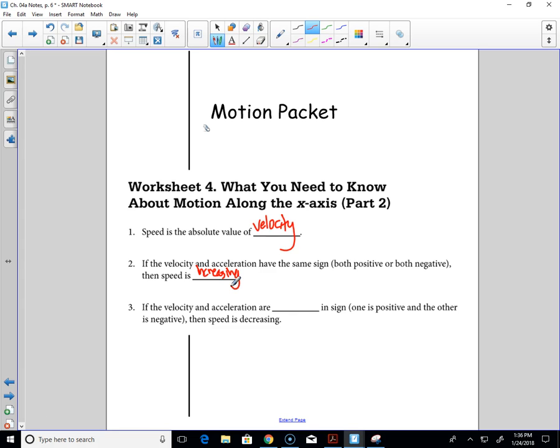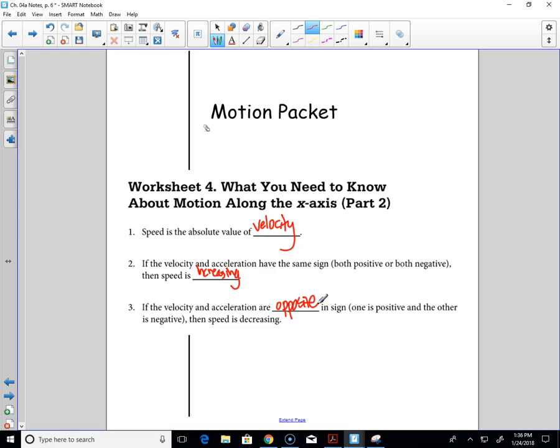If the velocity and acceleration are opposite in sign, then speed is decreasing, aka slowing down. Aka, wait, listen. Your brain's not going to like it. Remember that quiz we took?